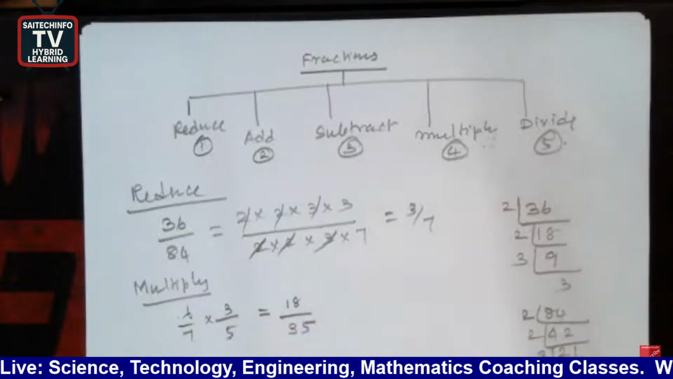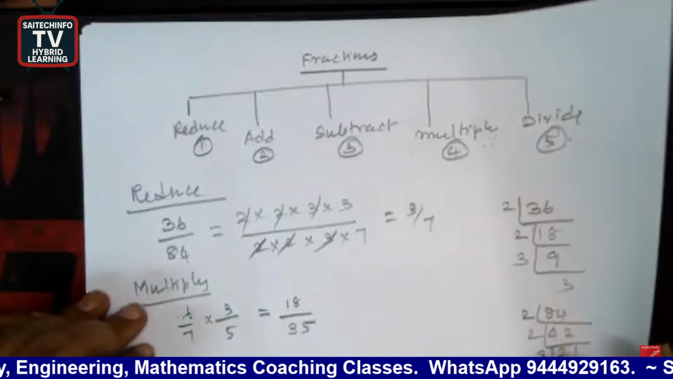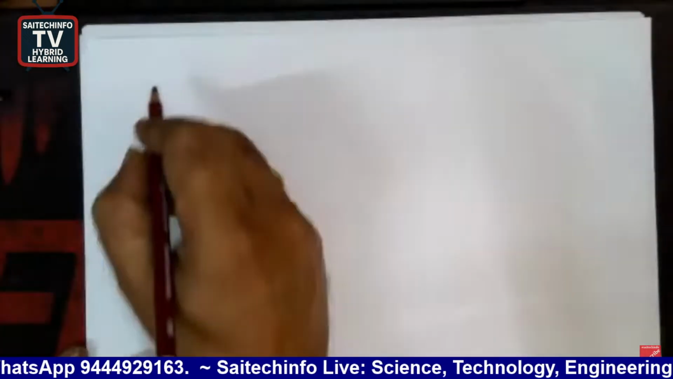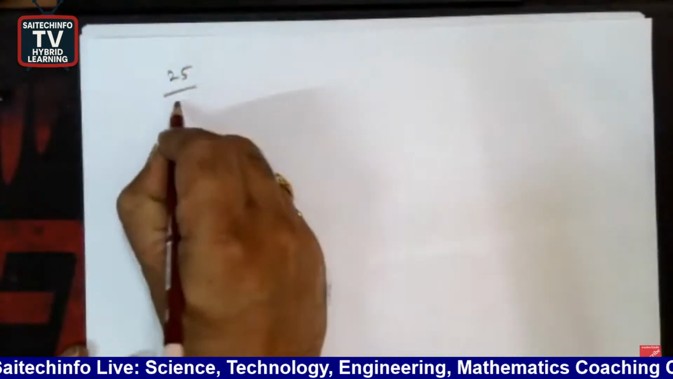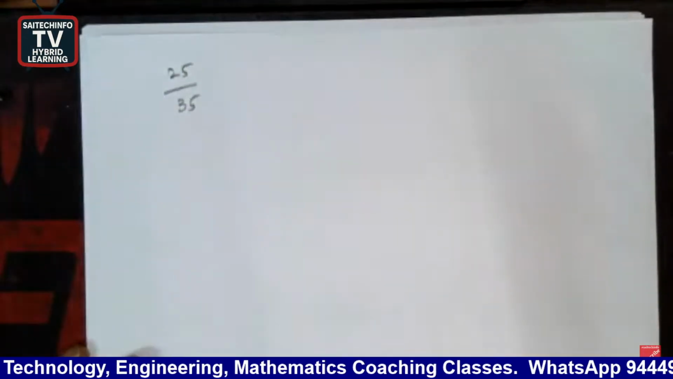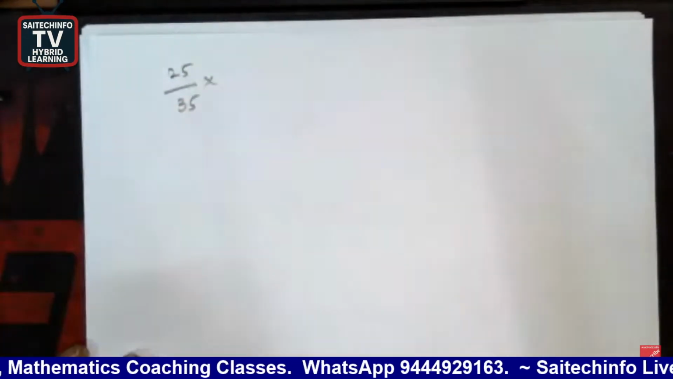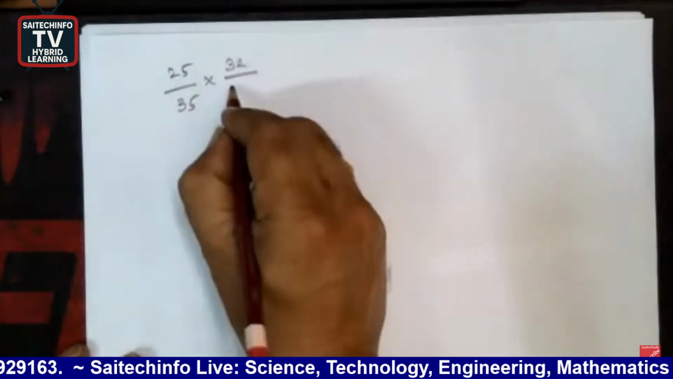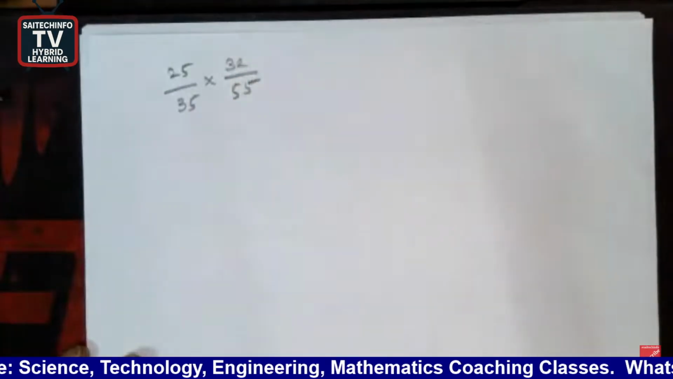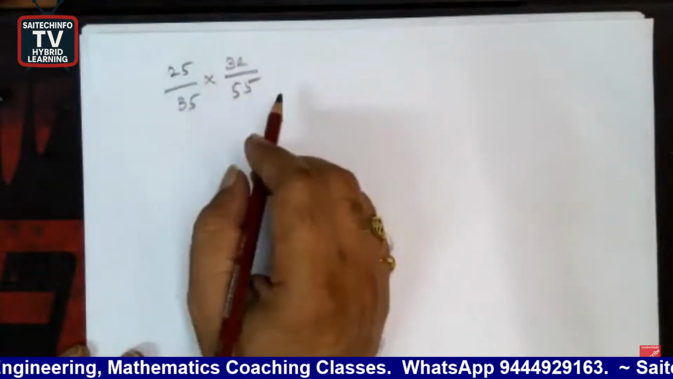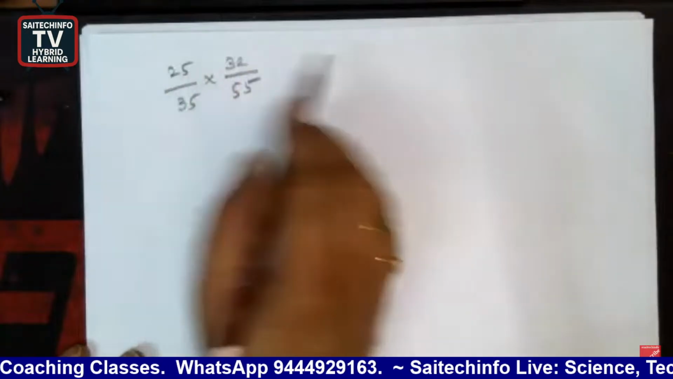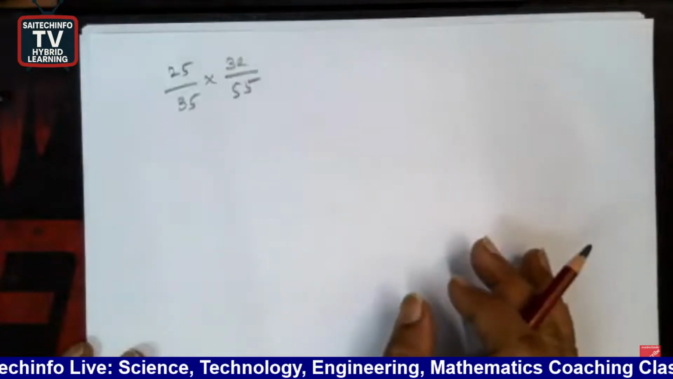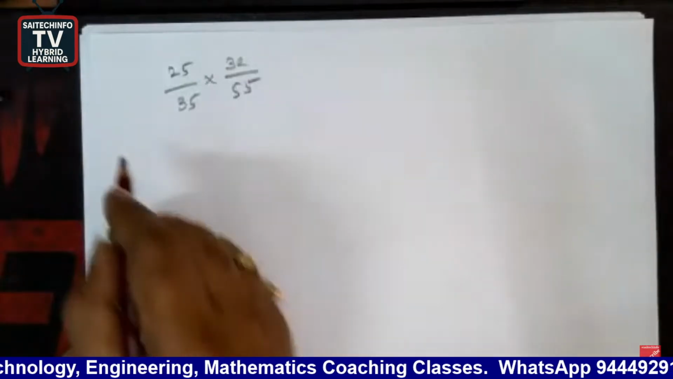Right? And similarly, if you've got, say, 25 by 35 into 32 by 55. So in that case you can completely factorize. So one is the factorization technique. You can do it individually, split it into all small factors. Okay, that is method 1.